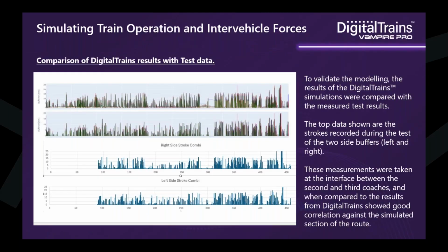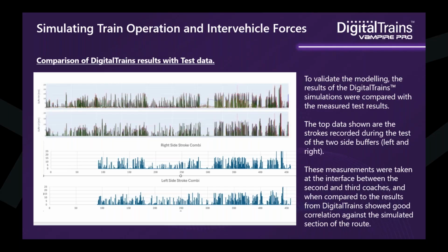So to validate the model, the results of the digital train simulations were compared with the measured test results. The top data shown is the stroke recorded during the tests of the two side buffers, so left and right. The top one is the left, the bottom one is the right.